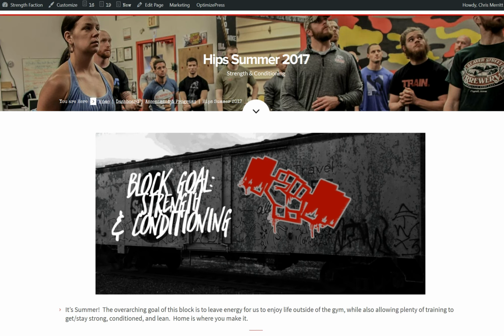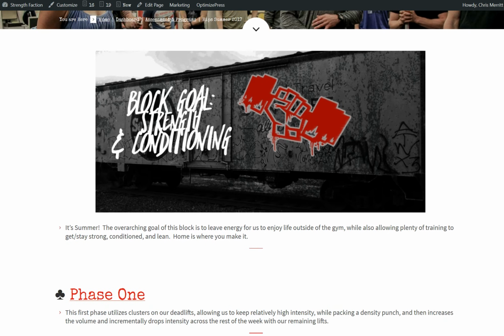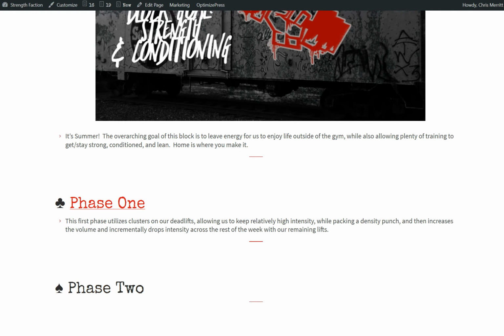So one thing that's a little bit different this time is that immediately when you click here, it says block goal. Last time was fat loss. This time it's strength and conditioning. And then below that, this is new, I have a note. It says, it's summer. The overarching goal of this block is to leave energy for us to enjoy life outside of the gym, while also allowing plenty of training to get and stay strong, conditioned, and lean. And then home is where you make it. It's a bad movie reference, if hopefully someone gets that.